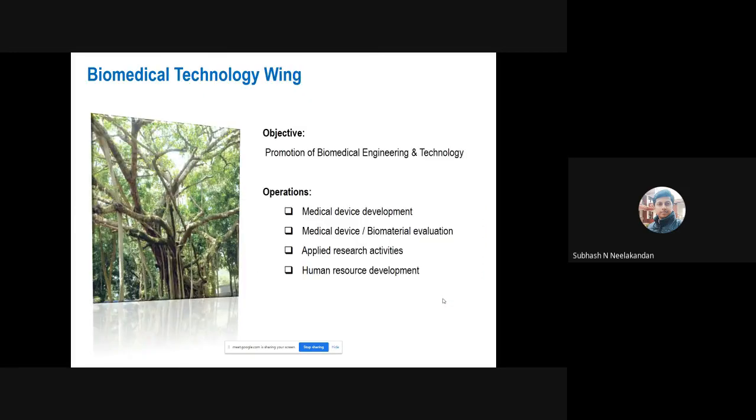And in the BMT wing, the fundamental objective is the promotion of biomedical engineering and technology. Some of the areas which we are working in are device development, device and material evaluation, applied research activities, and other human resource development like teaching and training.